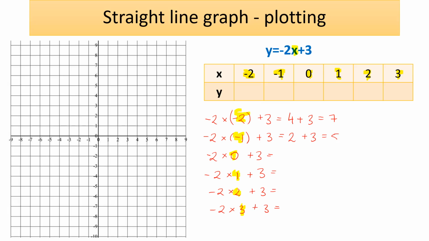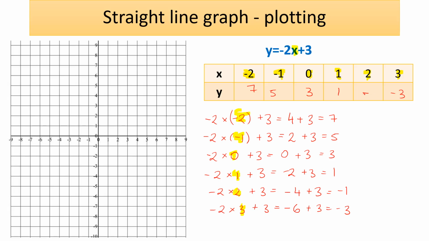Add 3 is 5. Minus 2 times 0 is 0. Add 3 is 3. Minus 2 times 1, minus 2. Add 3, 1. Minus 2 times 2, negative 4. Add 3 is negative 1. Okay, now notice that when you multiply one negative number, one positive number, the answer is negative. And minus 2 times 3 is minus 6, add 3, that is minus 3. Okay, so these are the y values, that's minus 1 and minus 3.